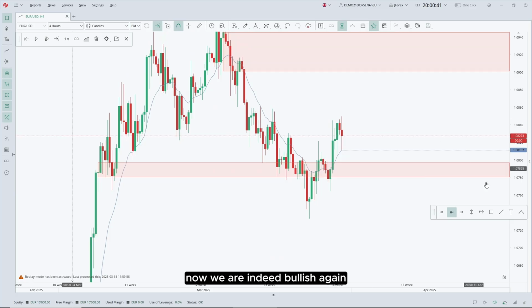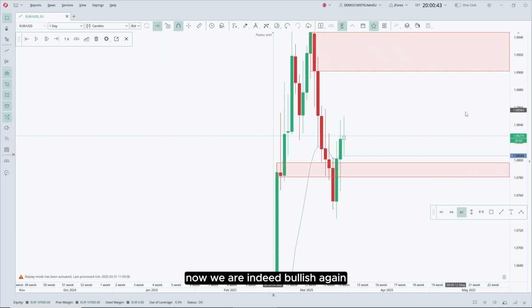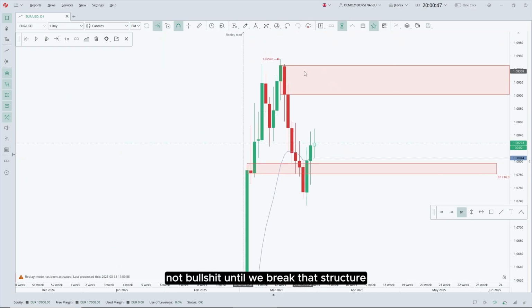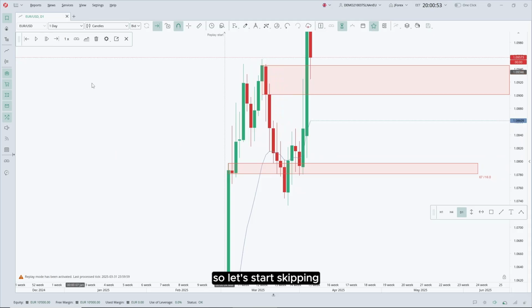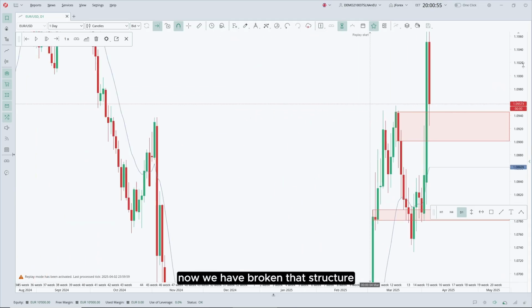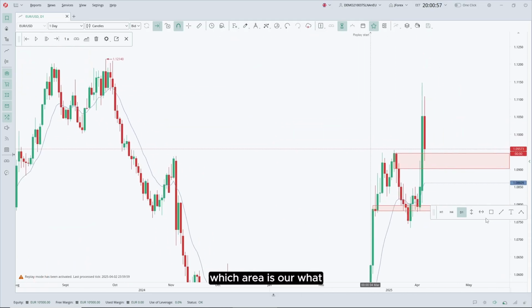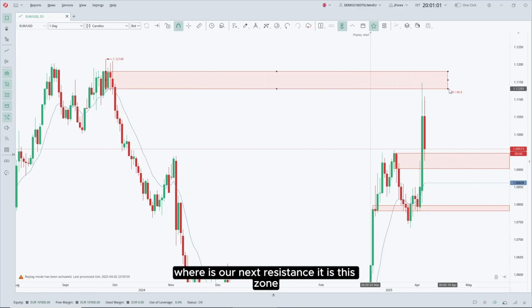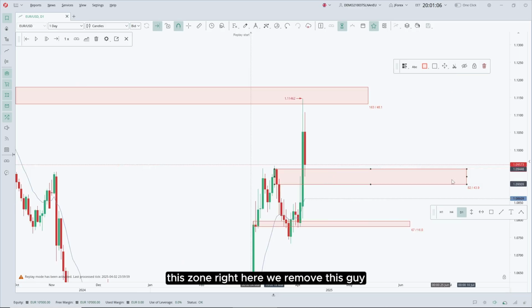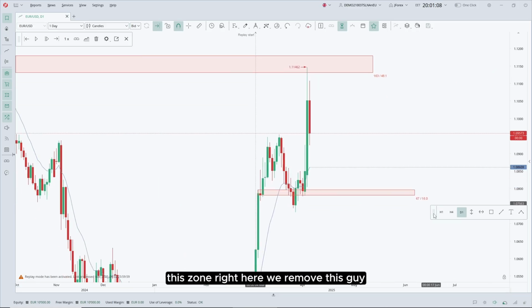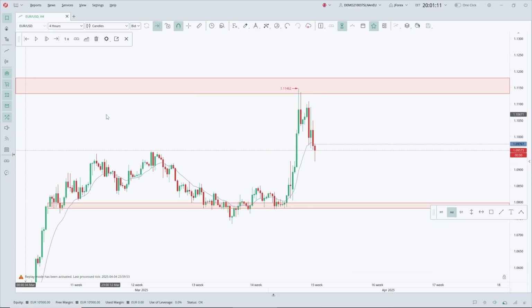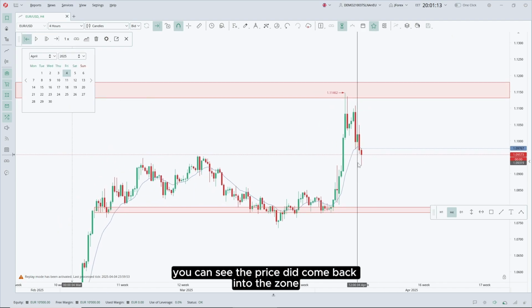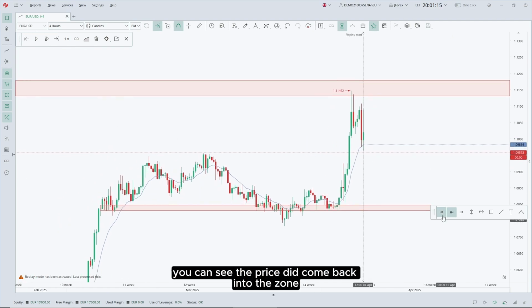Now we are indeed bullish again. No, not bullish yet until we break that structure, because we did in fact clear this low. So let's start skipping. Now we have broken that structure. Where is our next resistance? It is this zone right here. We remove this guy.